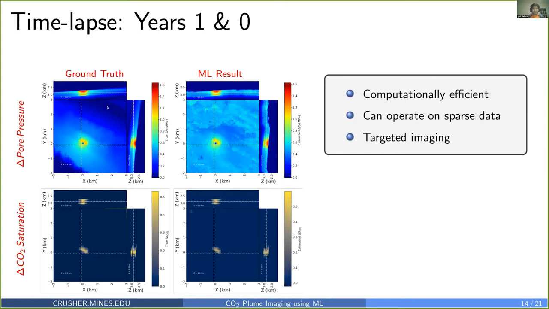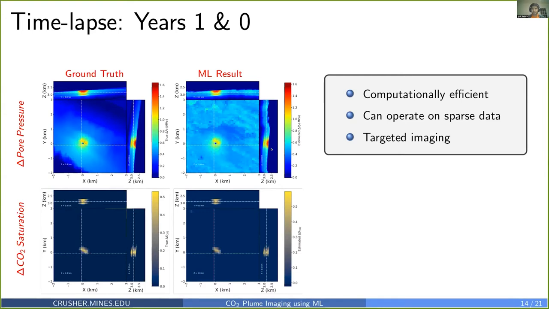So on the left column is the ground truth, and the middle column is the machine learning result. The axes in this case are not exact. They're similar, but not exact. What I would like to point out is that this is computationally very fast, it can operate on sparse data, and one can perform targeted imaging. I can discuss more of this during the question and answer session.